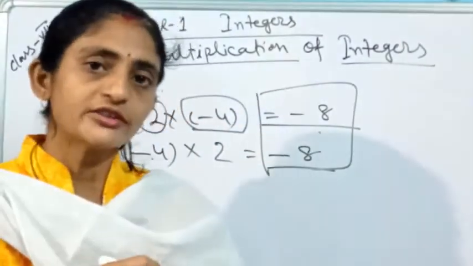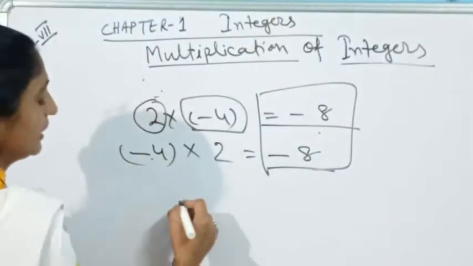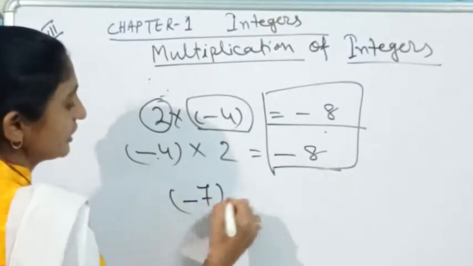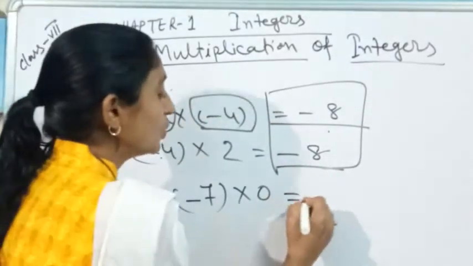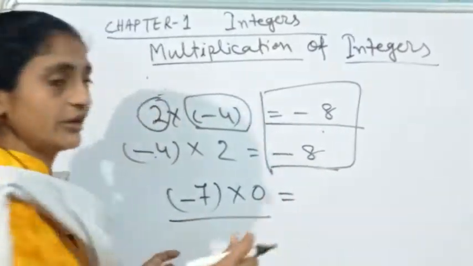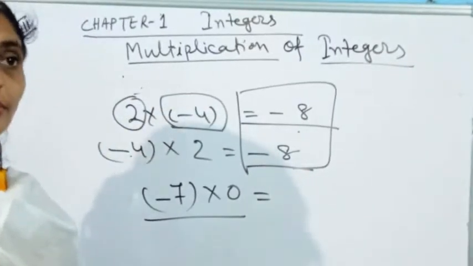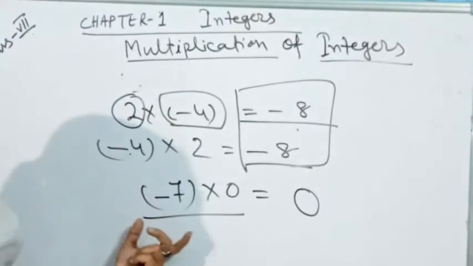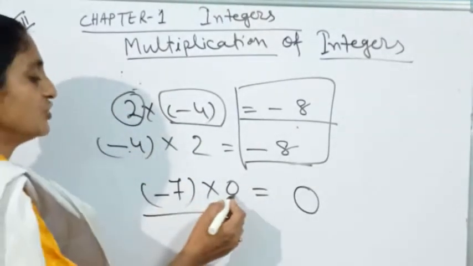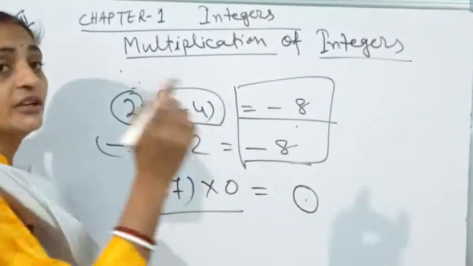What will you get as a result if I multiply, let it be, -7 into 0? What will be the result? Yes, whether it is a whole number, a fraction or any rational number, the result will be 0. If any kind of number is multiplied with 0, the result will always be 0.